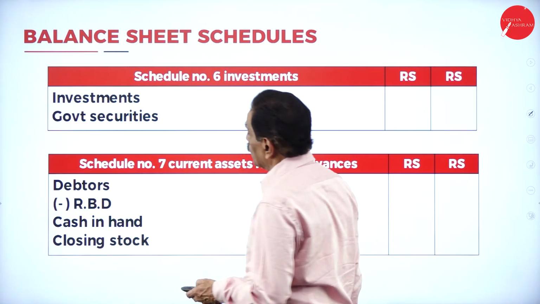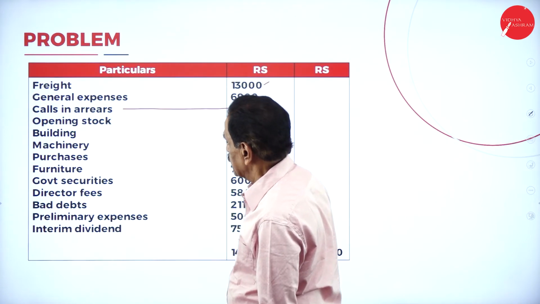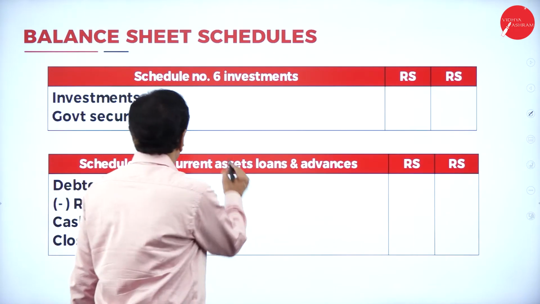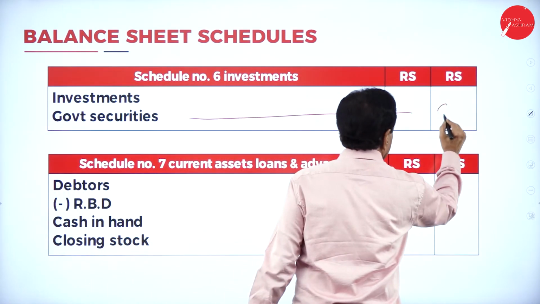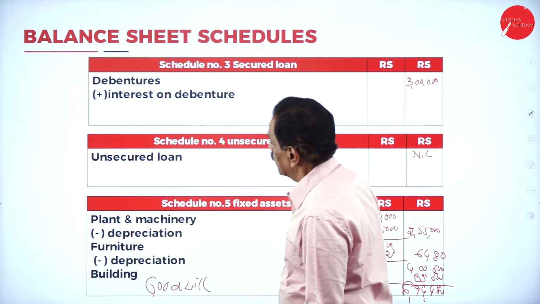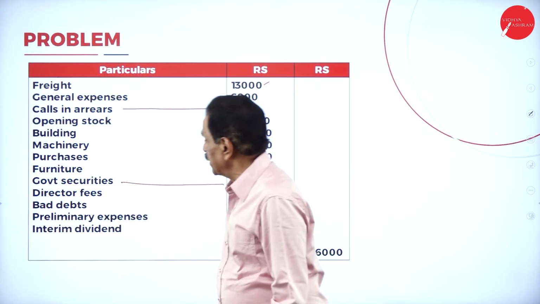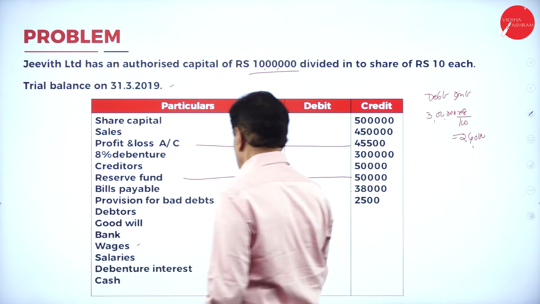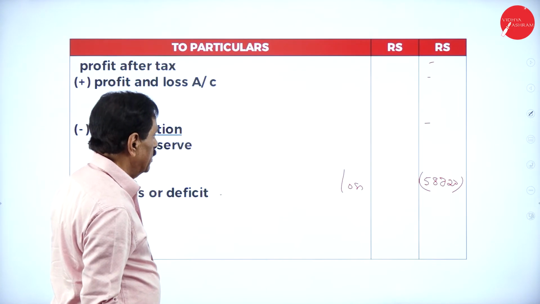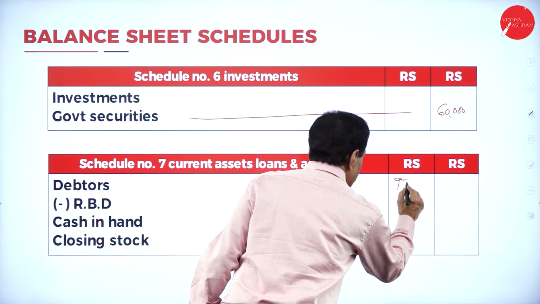Then investment, any government security, see that investment is there. Government securities 60,000. Another investment. Come back to debtor. What's the value of the debtor? See that. Debtor. Say your debtor is 97,000.